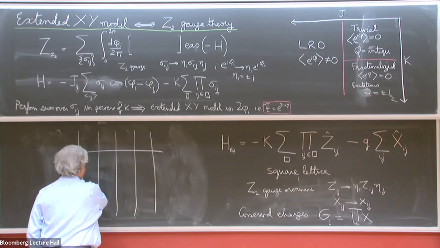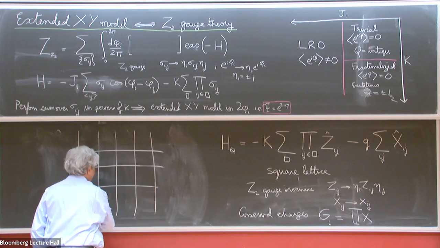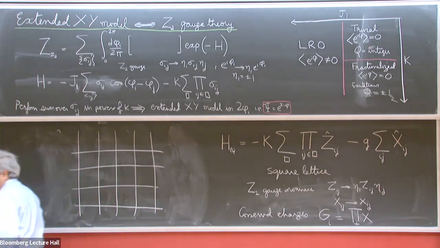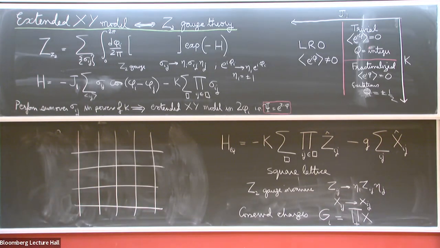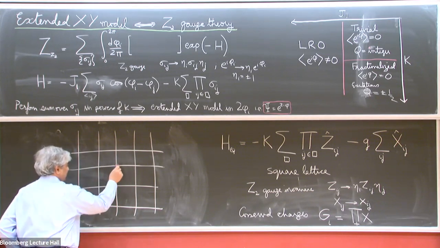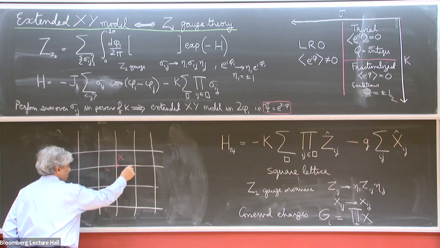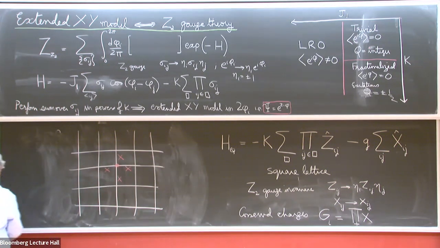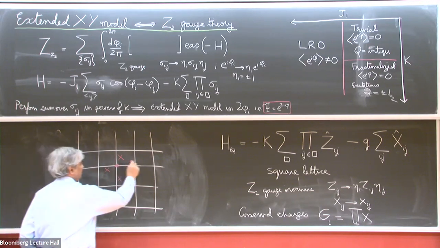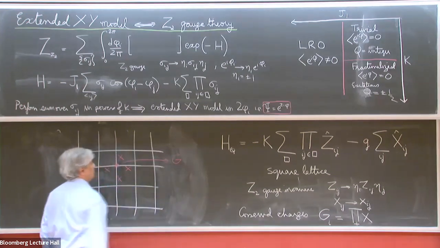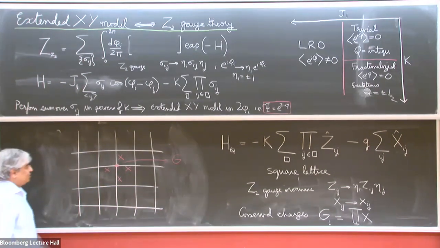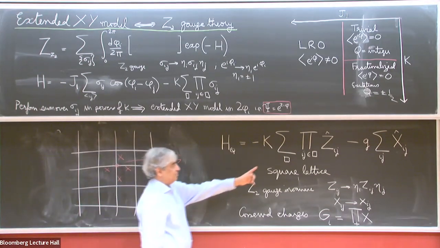So here's my square lattice. This can be done on any lattice, but the square is just the simplest. If I take the product over every site i of the four x's on the plus sign, that product is equal to G_i. So this is an operator that commutes with this Hamiltonian.